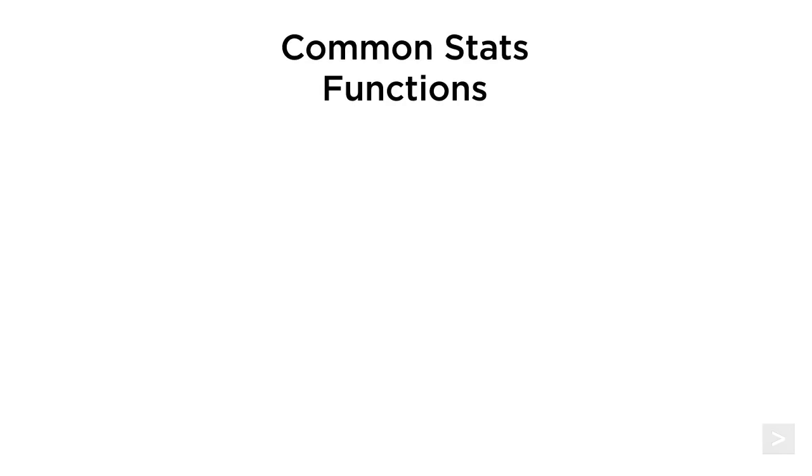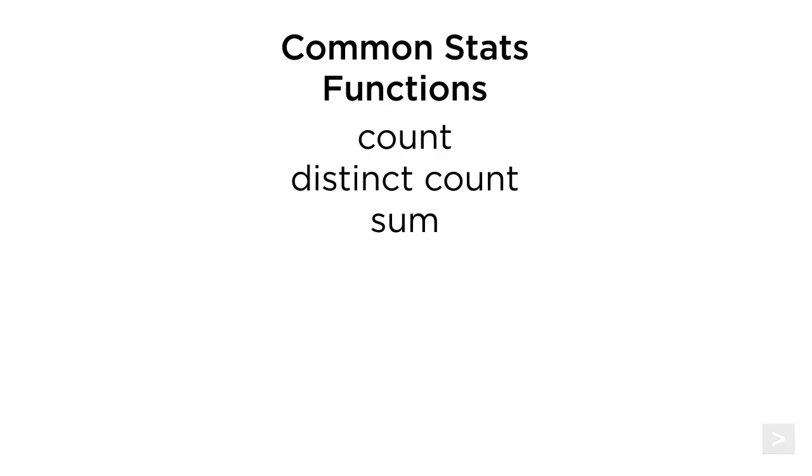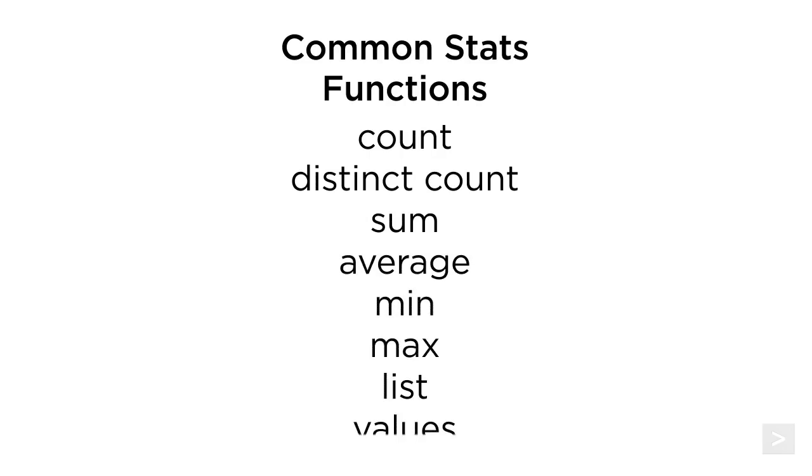To produce statistics from our search results, we use the stats command. Some of the common stats functions are count, distinct count, sum, average, min, max, list, and values.